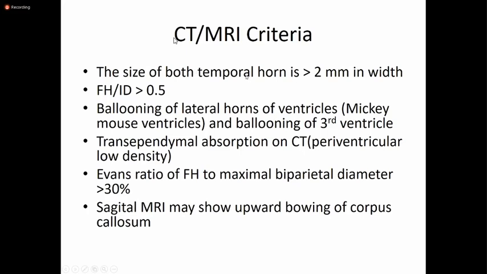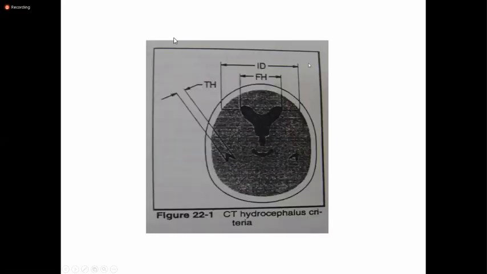So these are the common CT and MRI criteria to pick up the hydrocephalus. The size of temporal horn should be greater than 2 mm. Frontal horn to internal diameter ratio should be greater than 0.5. Mickey Mouse appearance, ballooning of third ventricle, I will show it to you. Periventricular lucency, you will see on other pictures as well. Evans ratio, in which frontal horn is the numerator and maximal biparietal diameter is the denominator, and if the ratio is greater than 0.3 or 30%, you will label it as hydrocephalus. And sagittal MRI shows upward bowing of the corpus callosum. I have already shown you the picture of that. So this is again the same thing.